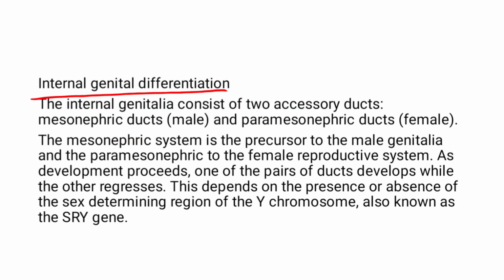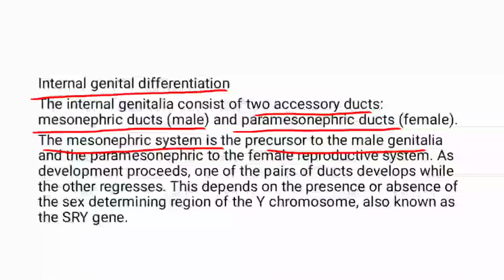Internal genital differentiation. The internal genitalia consist of two accessory ducts, that is mesonephric ducts, that is Wolffian duct system, and paramesonephric ducts in females, that is called the Mullerian duct system. The mesonephric system is the precursor to the male genitalia, and the paramesonephric is to the female reproductive system.